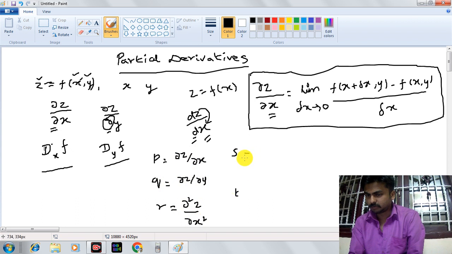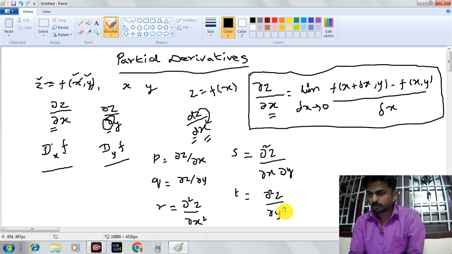S means differentiating with respect to x and y, it is dou square z divided by dou x dou y, and t means dou square z by dou y square.